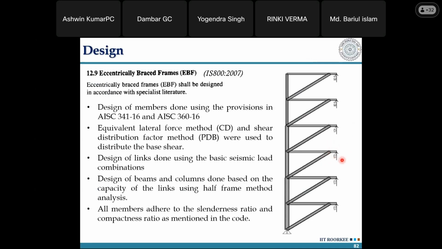You already know the cross section that you're giving. Let's say you start with the cross section of the gravity beam itself. You find out what the shear capacity is and what the link length is. I mean, is it less than 1.6 Mp by Vp? Then you know that shear hinges are going to be formed. If it is shear hinges, then the maximum capacity of the shear hinges is what will be used for designing the beams, columns, and braces, right?